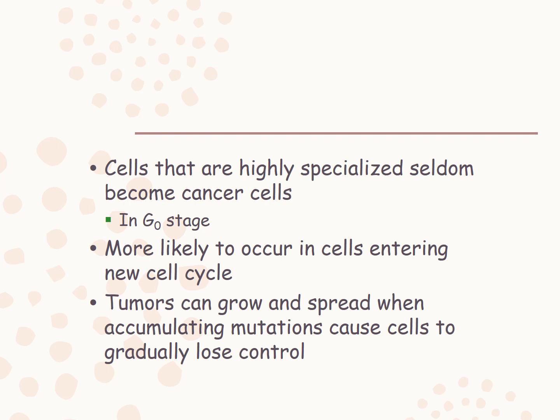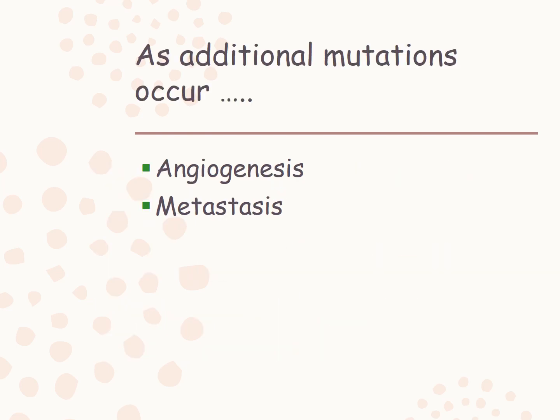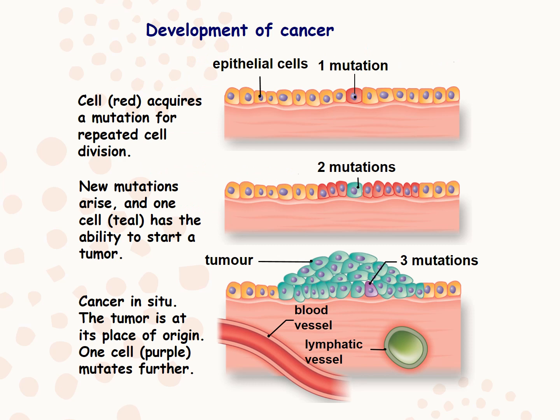As mutations occur, tumors can grow and spread when accumulating mutations cause the cell to gradually start to lose control over the cell cycle. As mutations accumulate, angiogenesis can occur, the creation of new blood vessels to feed the tumor, as well as metastasis, where small pieces of primary tumor break off and spread to a new location within the body. This diagram shows the development of cancer.